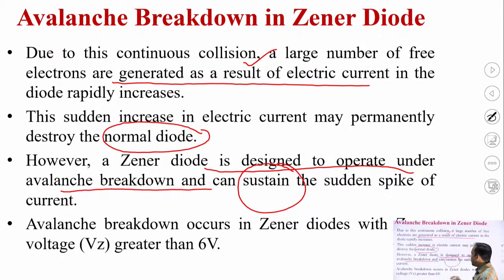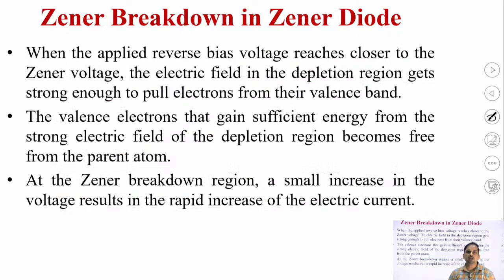Avalanche breakdown generally occurs in the Zener diode at a voltage greater than 6 volts. The Zener breakdown basically occurs in a Zener diode below 6 volts, which is basically the difference between the avalanche breakdown and the Zener breakdown. The next phenomenon is the Zener breakdown.